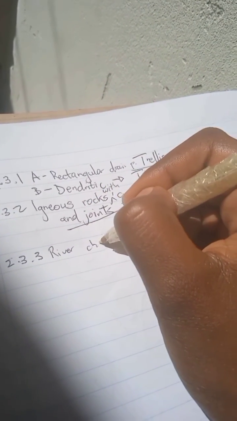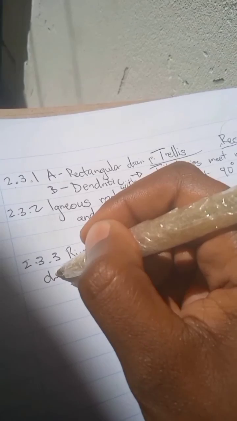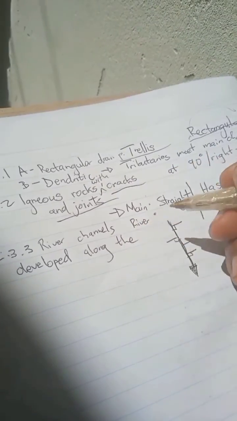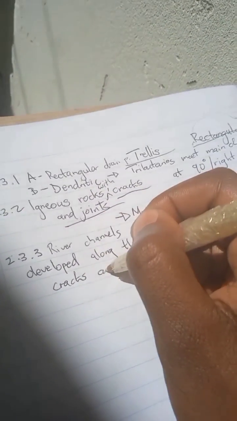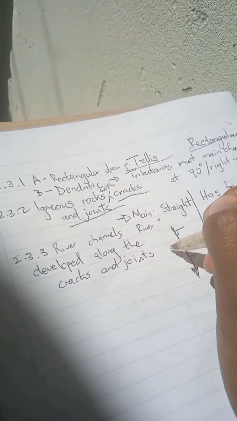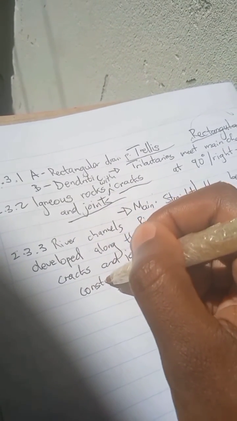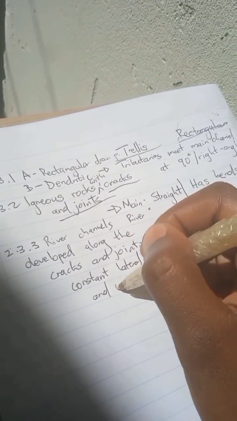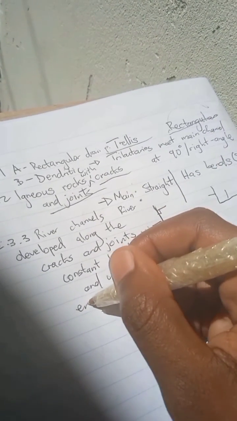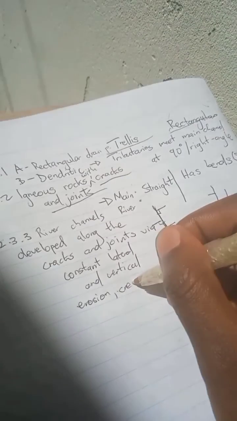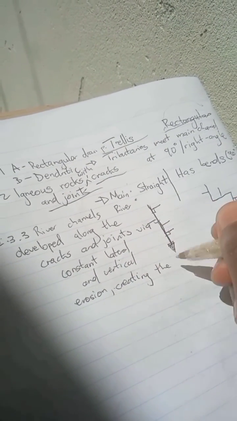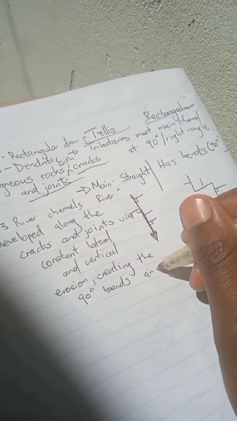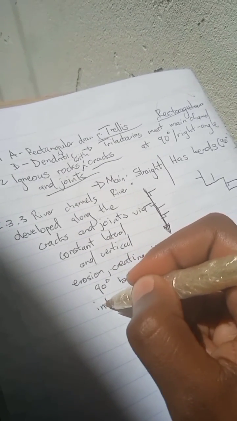River channels developed along the cracks and joints via constant lateral and vertical erosion, creating the 90-degree bends and intersections we see.